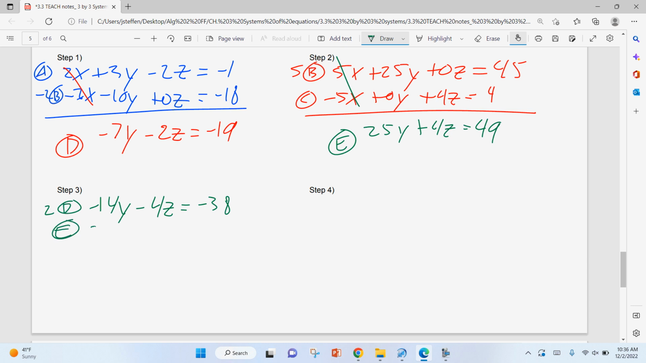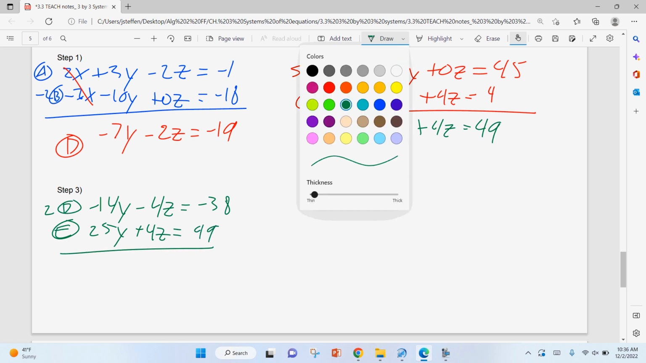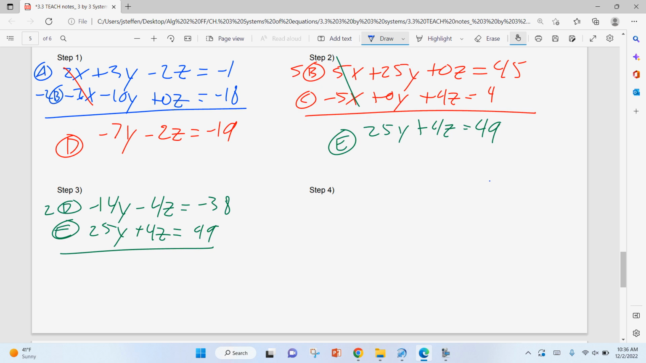And your E equation, you don't have to multiply by anything because you already have the 4z. So my z's cancel. Negative 14 plus 25 is 11, I believe. Negative 14 plus 25 is 11. Negative 38 plus 49 is also 11. So that works out really nicely. My y ends up being 1.